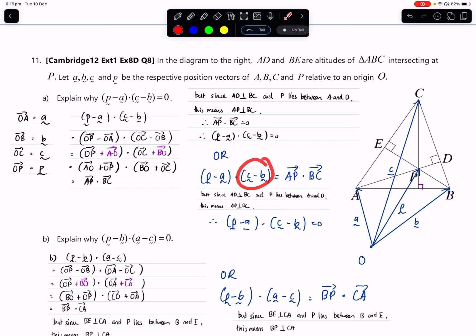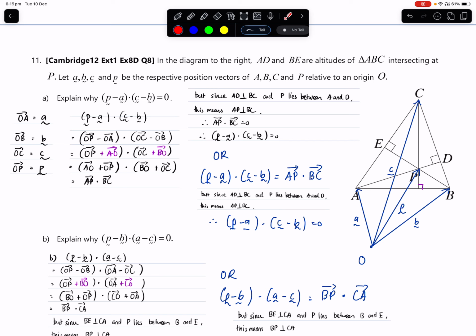C minus B, however, if I just point this out, C is this way, and minus B is going this way. It's opposite to B. So that means the resultant vector is going to be this, which is BC. So C minus B is BC. Or you can follow this way as well if you wanted to.